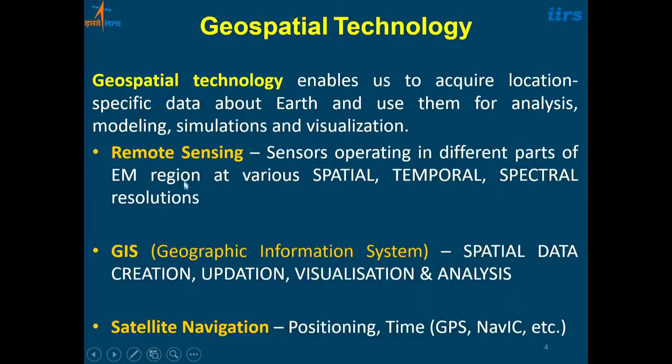So this was about some image concepts in remote sensing. Similarly, if we talk about GIS, here spatial data is there. How to create that data, how to update that data, how to visualize that data, and how to analyze these data, this I will be covering here. Satellite navigation is another component in geospatial. Actually, these are the 3 basic components of geospatial technology. We talk about remote sensing, we talk about geographic information systems, and we also talk about satellite navigation, positioning, time, GPS, NavIC, etc.